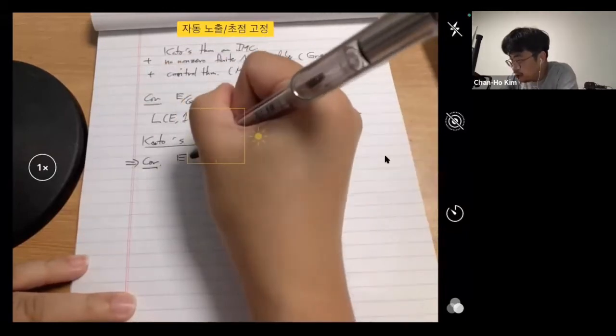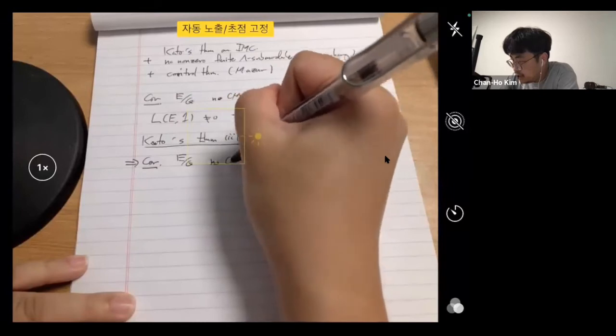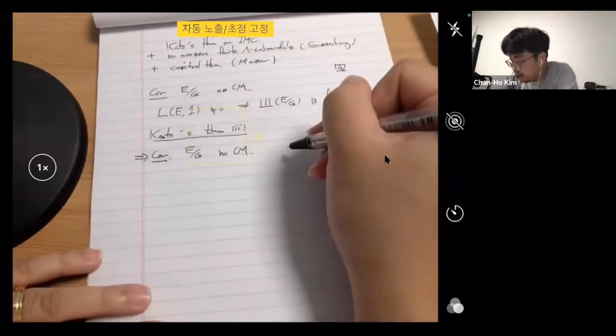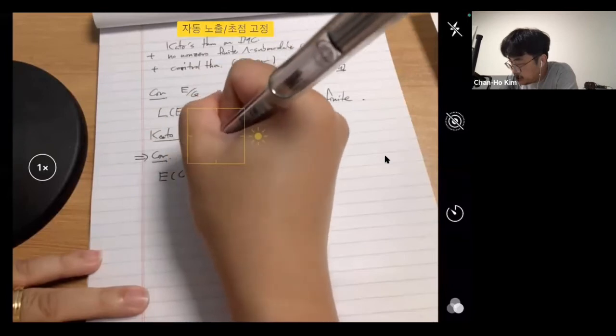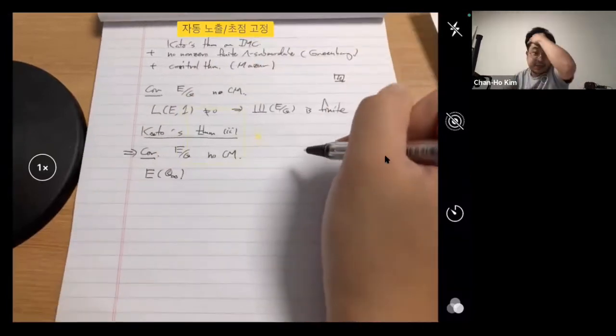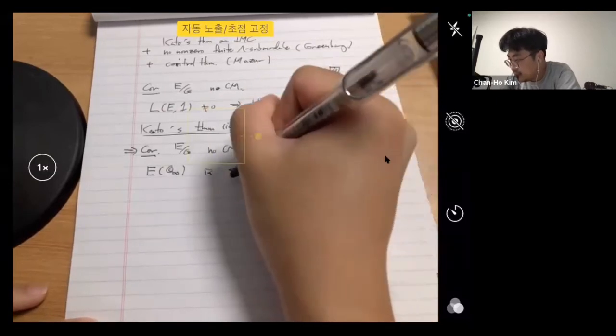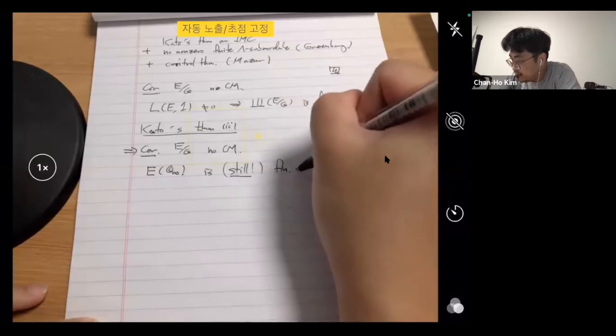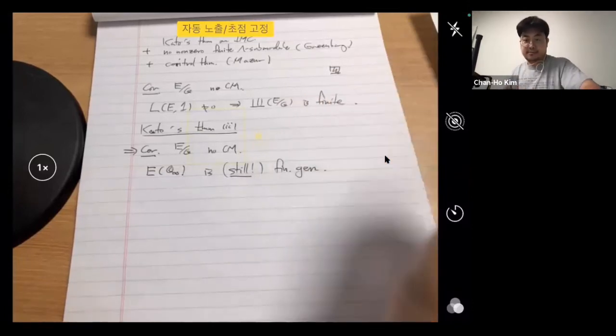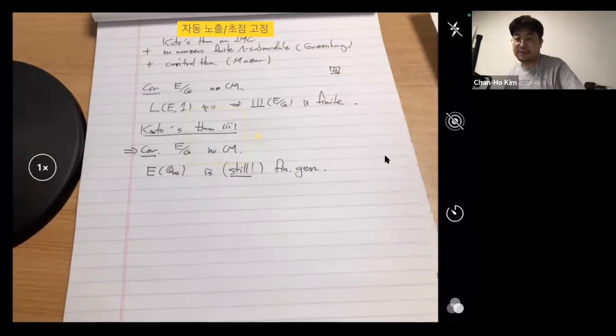The elliptic curve over Q is non-CM. Then, surprisingly, if I consider E(Q_infinity) points, which is an infinite extension, it is still finitely generated. Of course, using the Modularity Theorem, if you consider a finite extension, then it's finitely generated. But even putting an infinite extension, we still have a finitely generated abelian group.